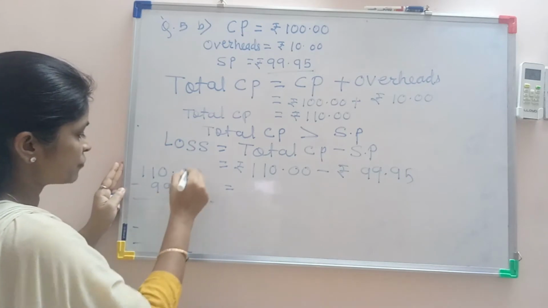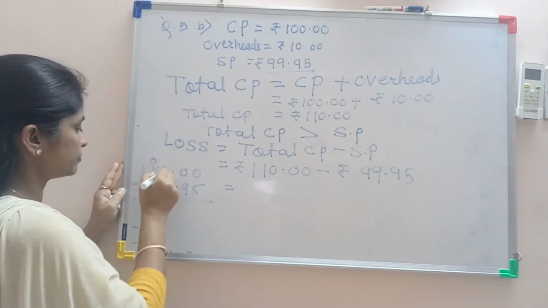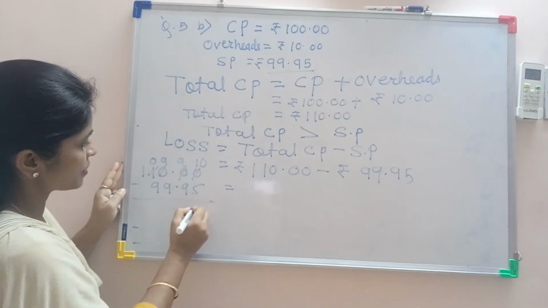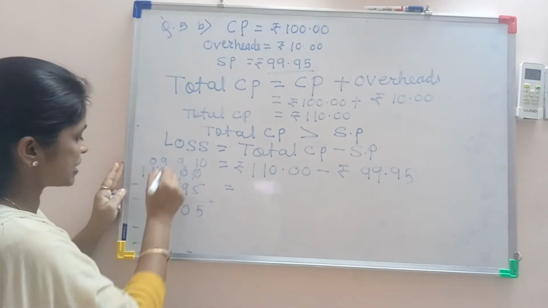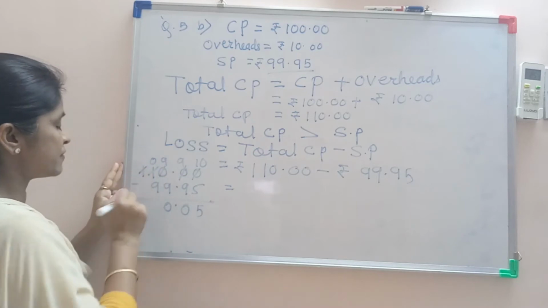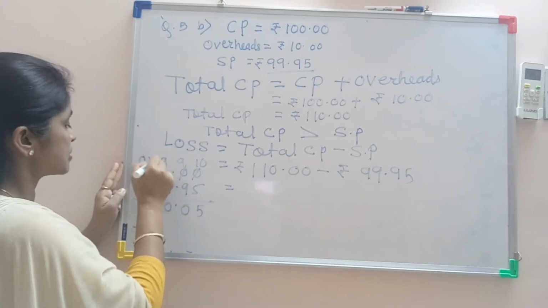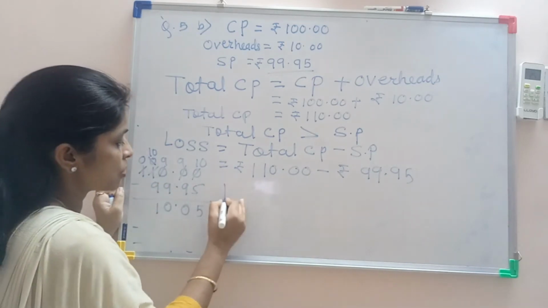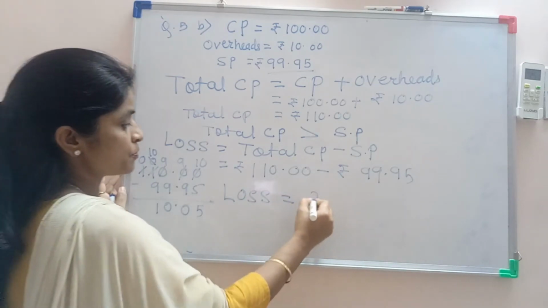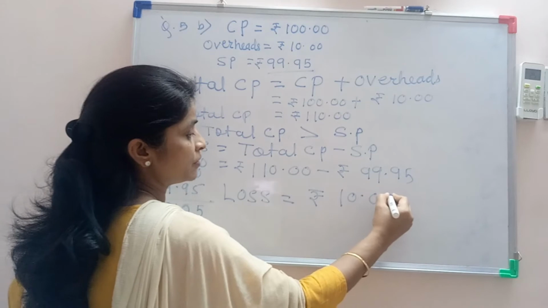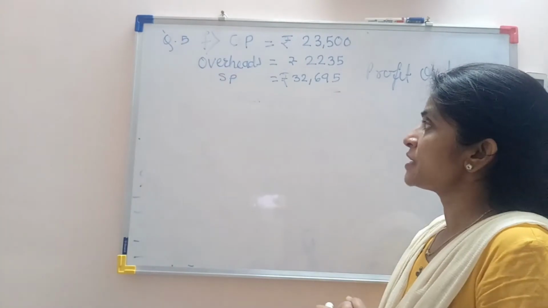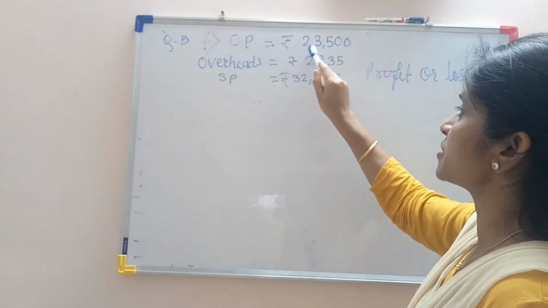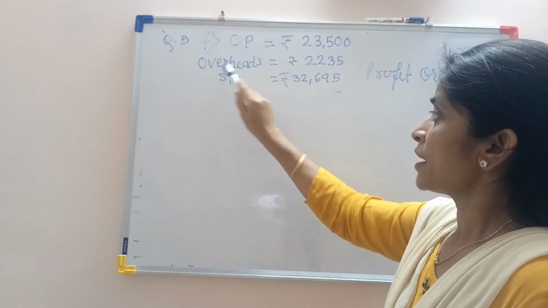Now 110 minus 99.95. Now we will regroup the number first of all. Now 10 minus 5 is 5. 9 minus 9 is 0. Again 9 minus 9 is 0. Not possible. We will go to the next place. That becomes 0. This becomes 10. That 10 minus 9 becomes 1. So here loss is equal to rupees 10.05.